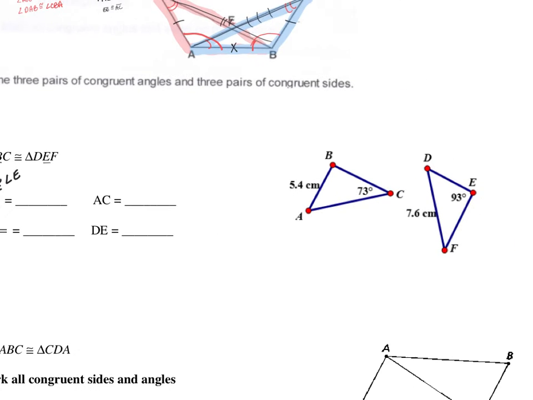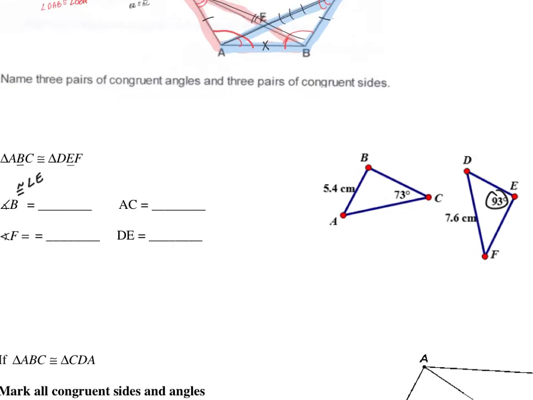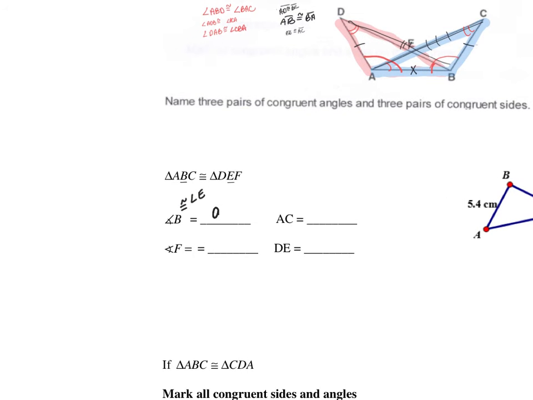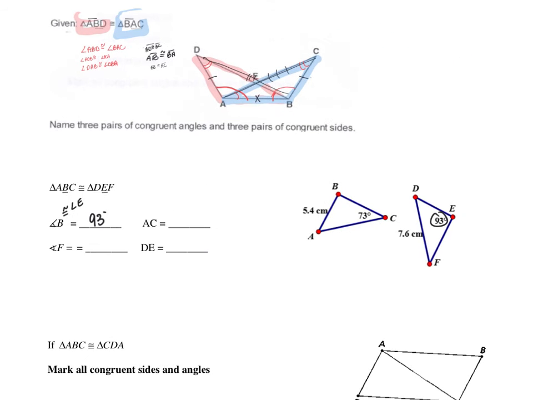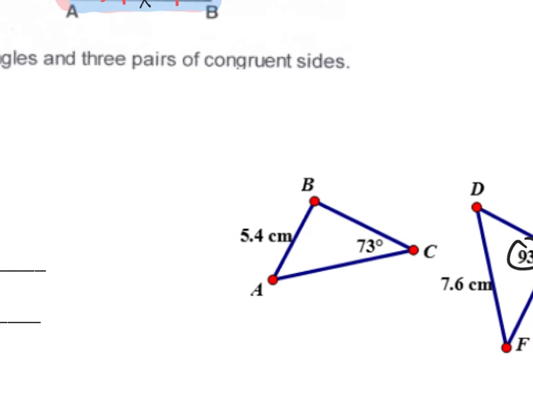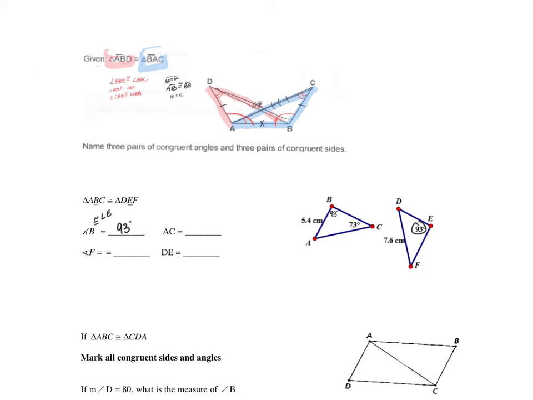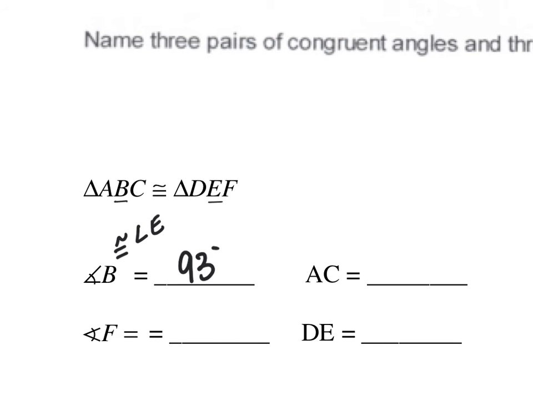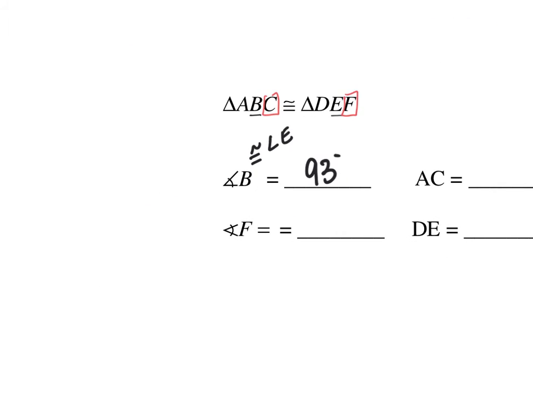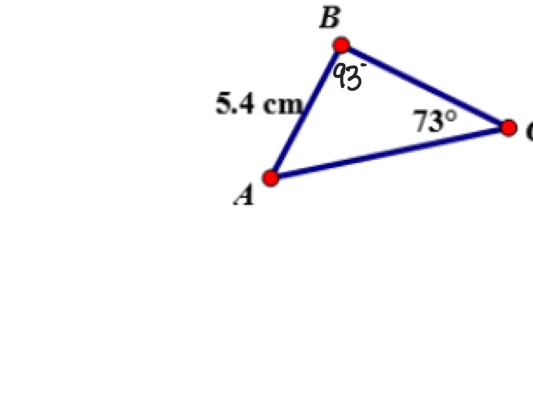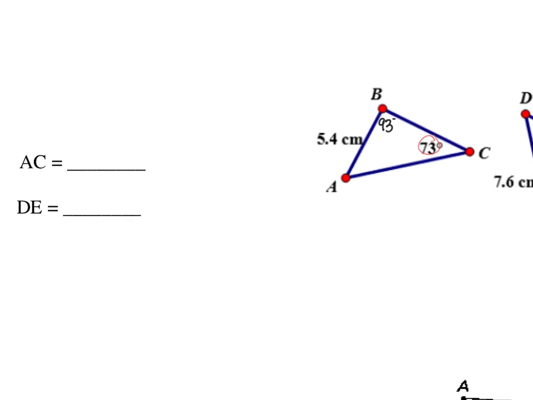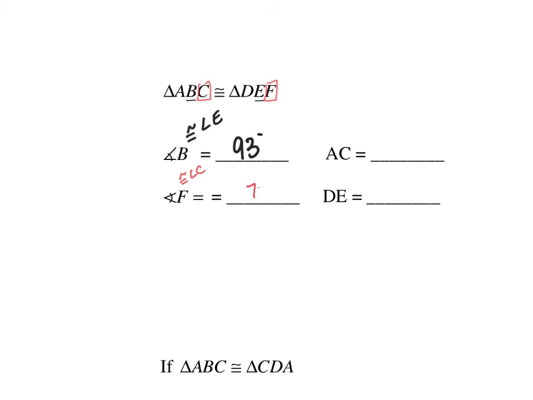And if I look at my image, I know what the value of angle E is. Angle E is 93 degrees. So I can say angle B is also 93 degrees. And I'm actually going to put that in my image. Now angle F. If I look, angle F lines up with angle C. So I can say angle F and angle C are congruent. And if I look at my image, angle C is 73 degrees. So I can put a nice 73 degrees right here.